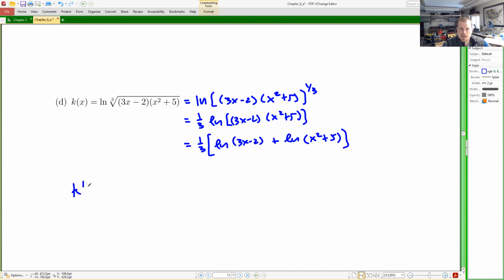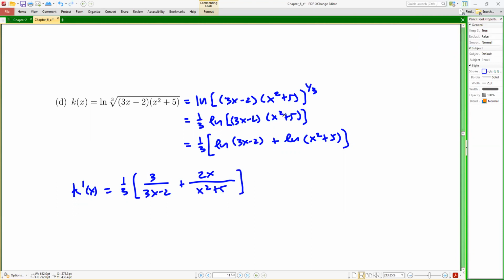So when I go to find k prime of x, I can recognize that this is simply 1/3, because constant multiples carry along, 1/3 times the derivative of this logarithmic function, which is 3 divided by 3x minus 2, right? Derivative in the numerator, original function in the denominator, plus 2x divided by x squared plus 5.